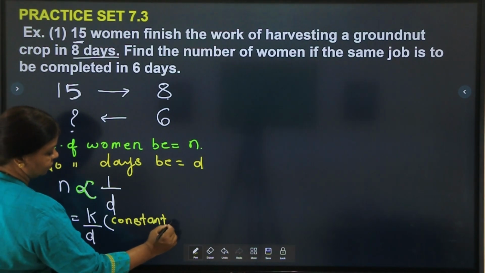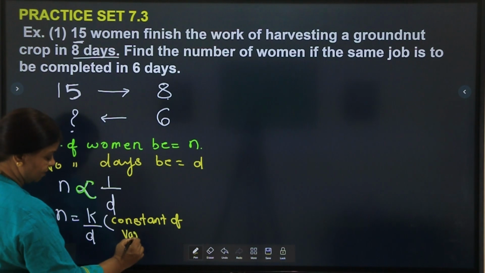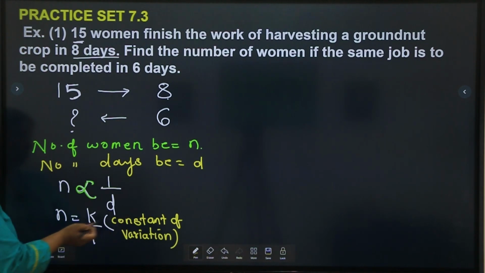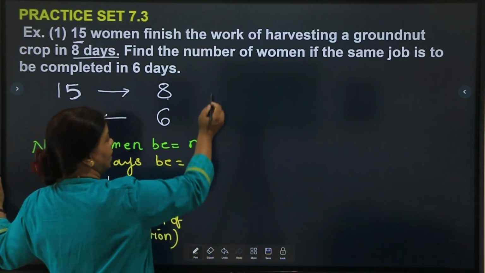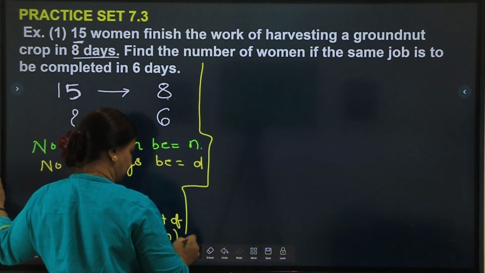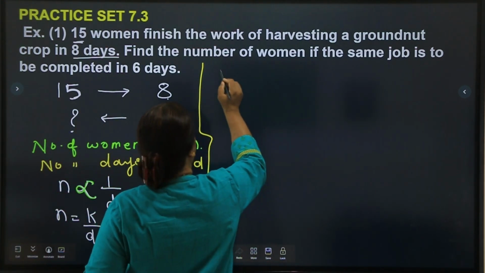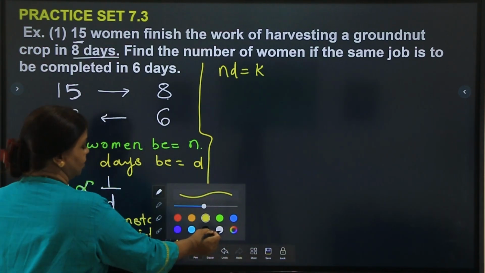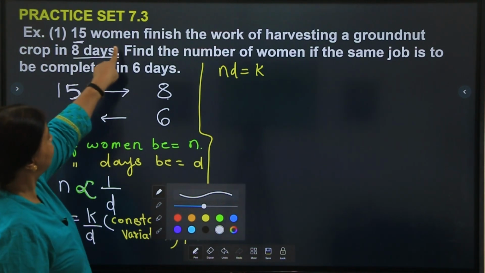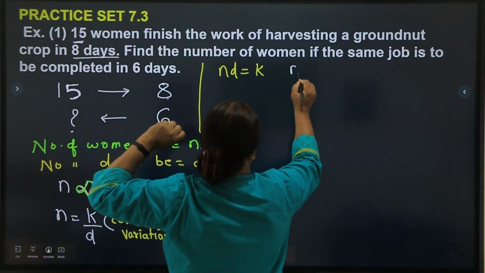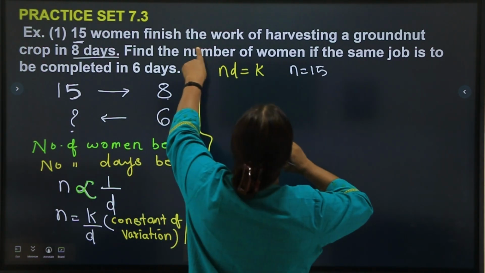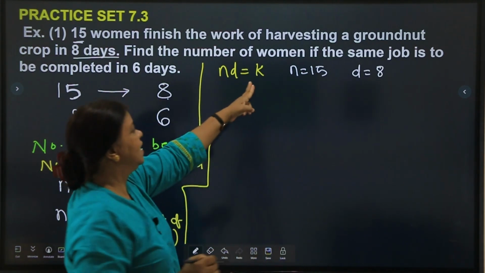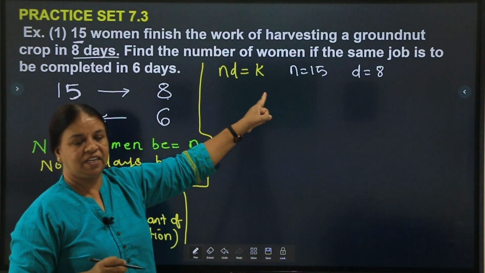Constant of variation. You must write it in your exam like this children. These are very, very important steps. So, k is a constant of variation. Therefore, d will be multiplied with n. nd is equal to k. Let us find the value of k. So, when the number of women is 15, the number of days required is 8. So, we can get the value of k here and get the equation of variation.